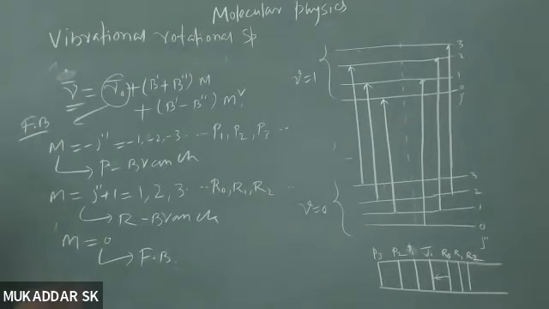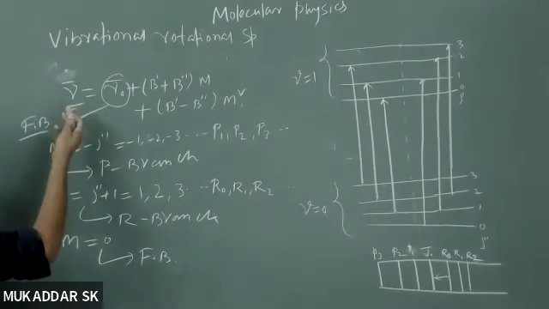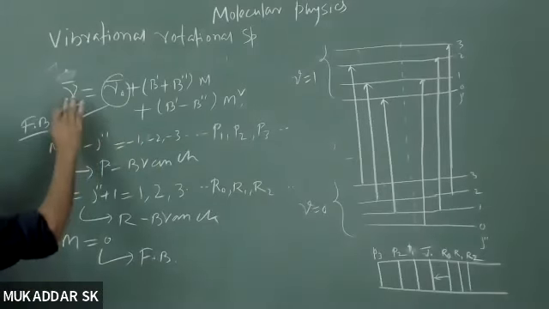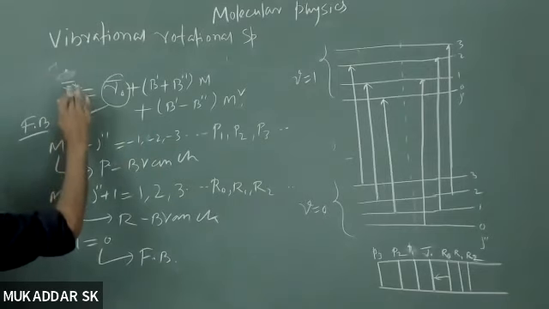Now you see, this is the general form of two branches, right? So we can derive both branches from here itself by choosing the value of m, right? Now I am interested to draw the curve between nu dash and m.